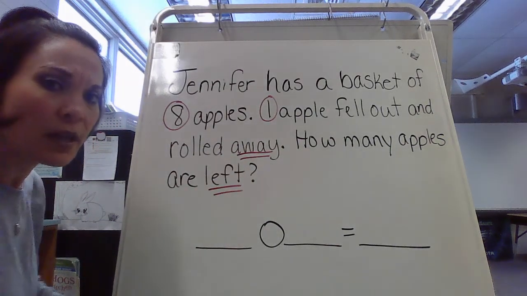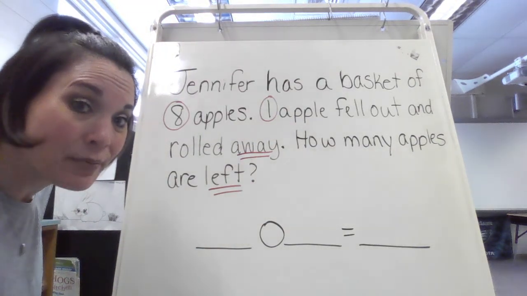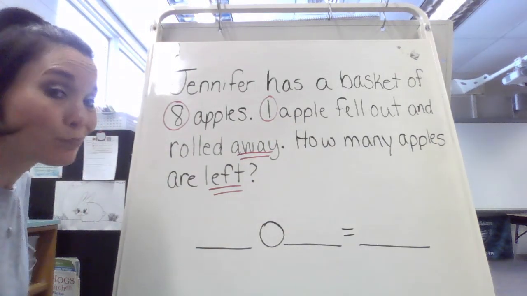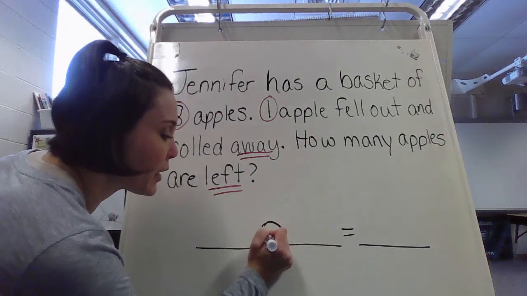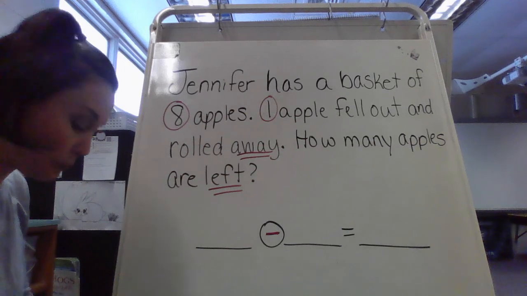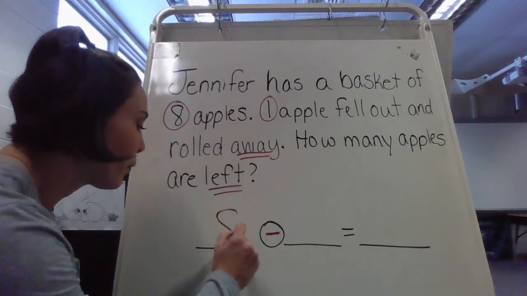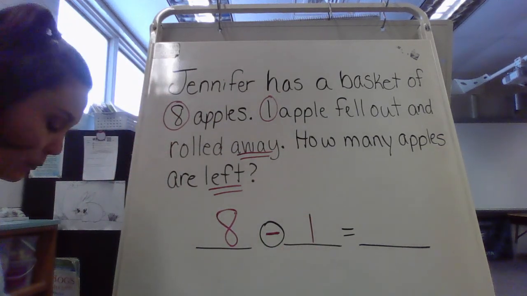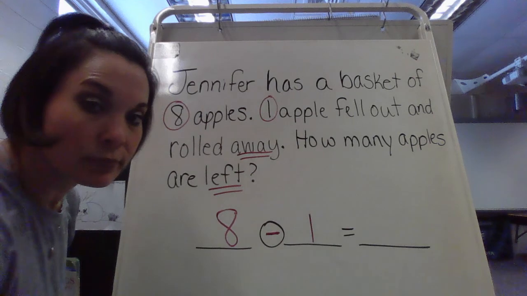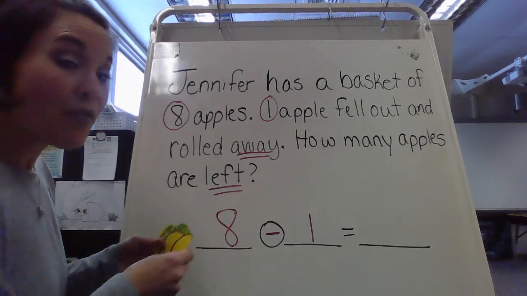Away and left. Well, if you're saying subtraction, if you're saying going away, yep, that's exactly right. That's exactly what we're going to do. So I got to put my subtraction sign in there that just looks like that line. And let's go ahead and make our number sentence. We have 8 and 1, but don't worry, I'm going to show you a picture. So here we go. We have 8 apples.